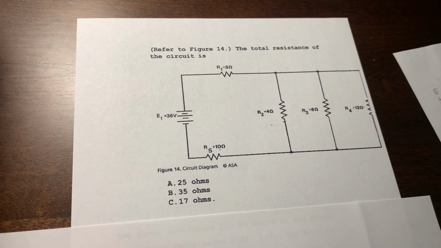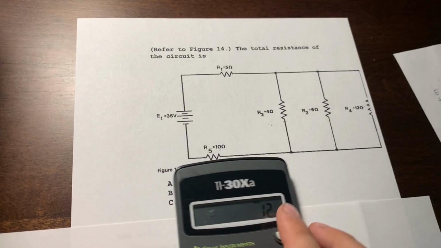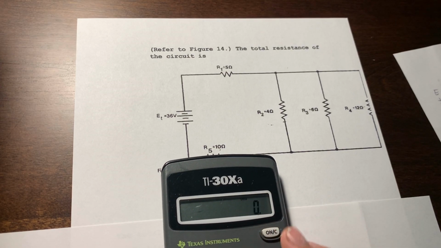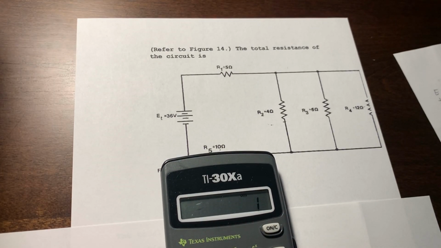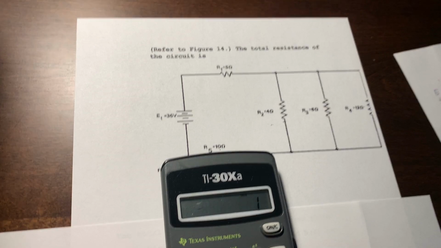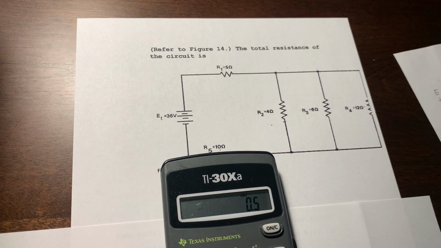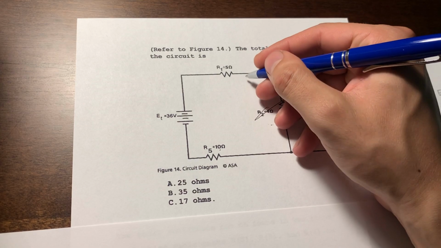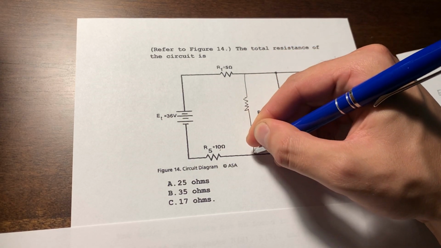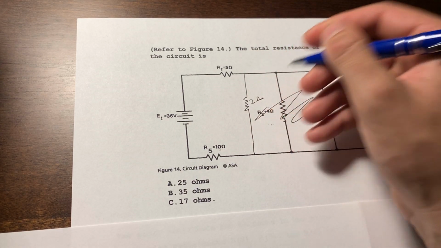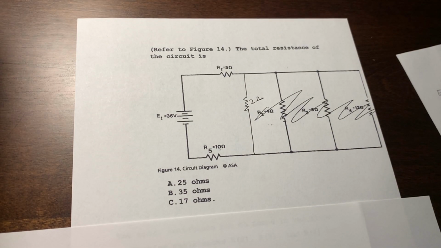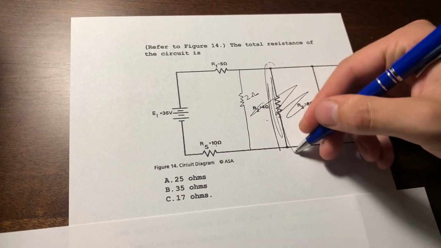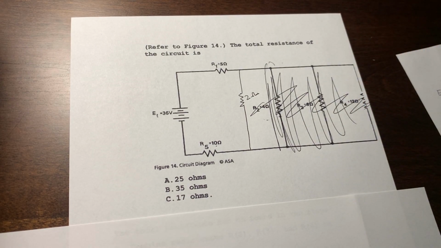So let's combine these. So 4 ohms, 6 ohms, and 4 ohms, 6 ohms, and 12 ohms. So 1 over 4 plus 1 over 6 plus 1 over 12. 1 over that gives us 2 ohms for all of these. So you can ignore all these and redraw the circuit. 2 ohms. Just ignore all of that. Let's do this.